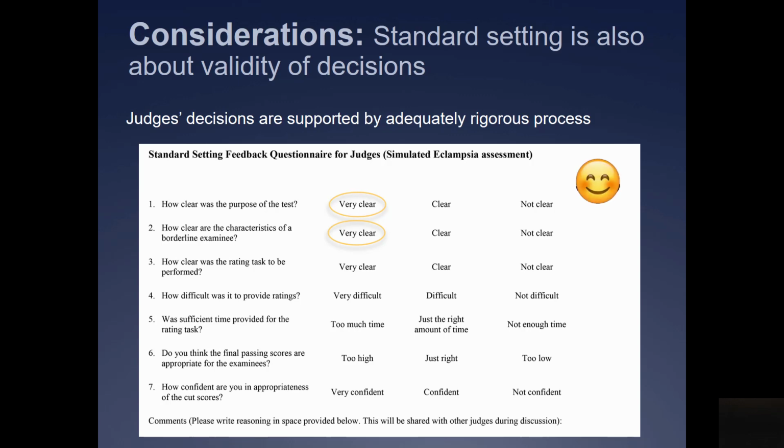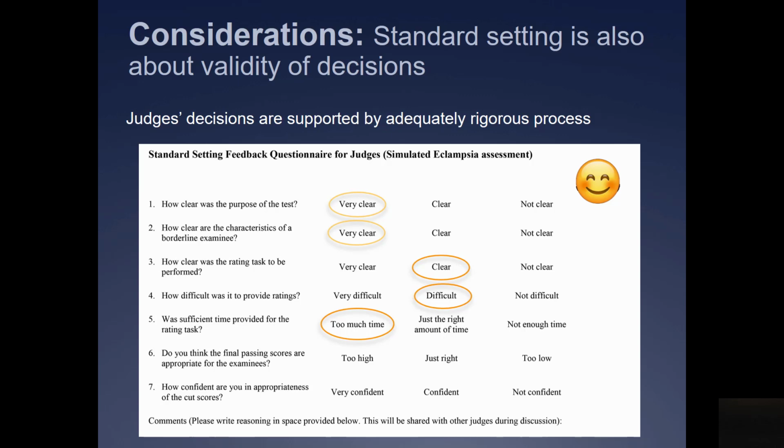Let's say we're getting some potentially orange zones, which means it's not terrible. How clear were the rating tasks to be performed? I'm saying clear. I may not be saying very clear, but it's still good. How difficult was it to provide the ratings? If it was difficult, I'm still okay with that. Sufficient time to provide the rating task? Too much time? That's okay.